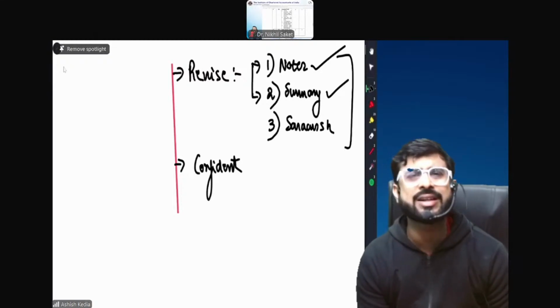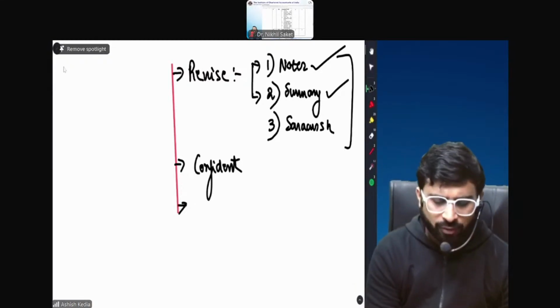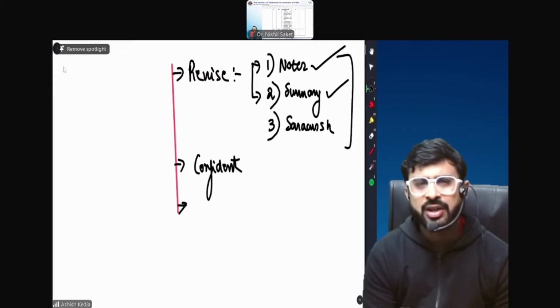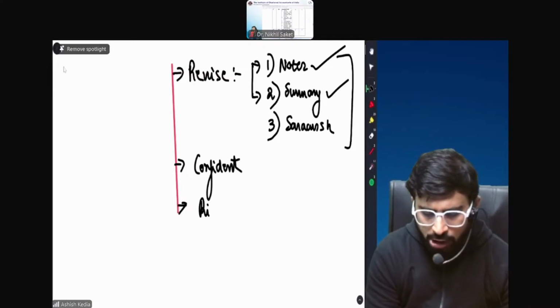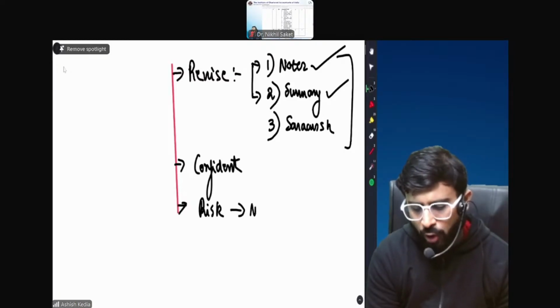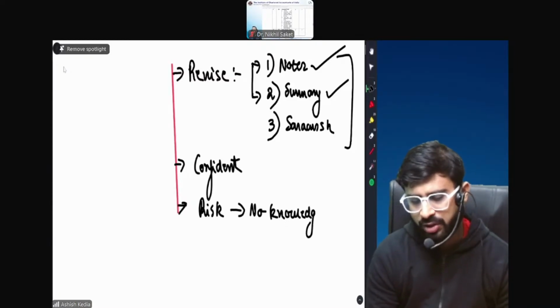Having done that, then you come back and play the game of probability. That is, if you are reasonably sure, take the risk. The risk should only be avoided when you have no knowledge of where a particular question came from.